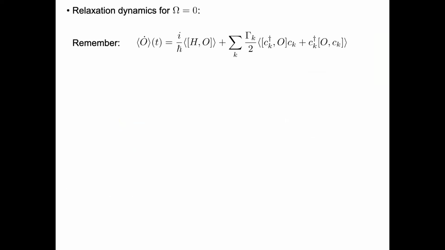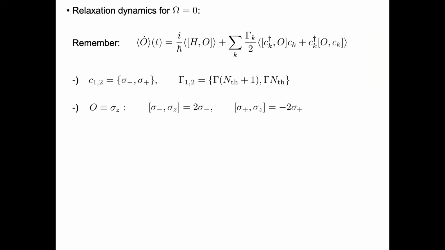But this we do tomorrow: we can then also extend this to driven systems, and do the same type of calculation to derive the optical Bloch equations, which we put in by hand in the very beginning. But we can do this tomorrow.